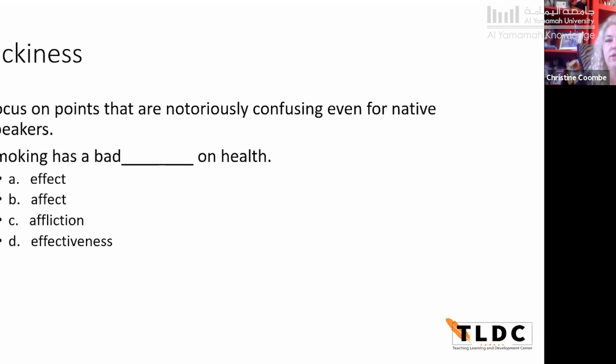Trickiness is when we focus on points that are really confusing even for native speakers. And this is my bête noire, as they say. I can never remember the difference between affect with an A and effect with an E. In fact, I have a document on my laptop that anytime I get confused, I open it up and read it if something doesn't look right. So now, does this mean you can't have any tricky questions on a test? Sure you can. The 30-40-30 rule of assessment is as follows.